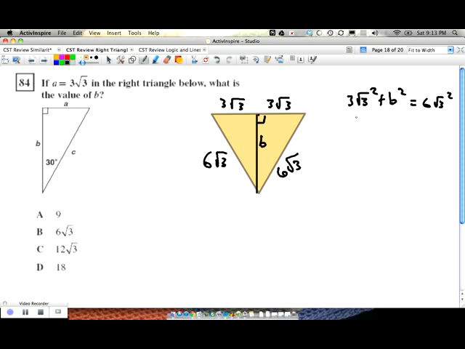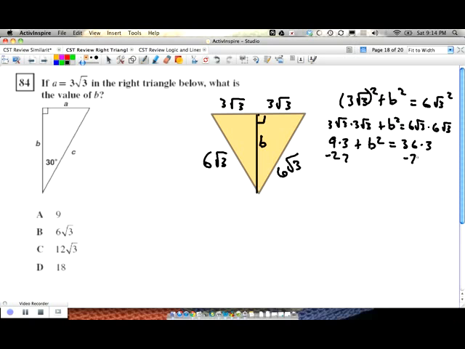Well, to try and make this easier for myself, I'm going to rewrite this, not just as 3 root 3 squared, but it's really 3 root 3 times 3 root 3 plus b squared equals 6 root 3 times 6 root 3. Remember, when you're multiplying a bunch of things in one chain, you can multiply them in any order. So this is really 3 times 3, which is 9, times the square root of 3 times square root of 3, which is 3, plus b squared equals 6 times 6 is 36, and square root of 3 times square root of 3 is 3.